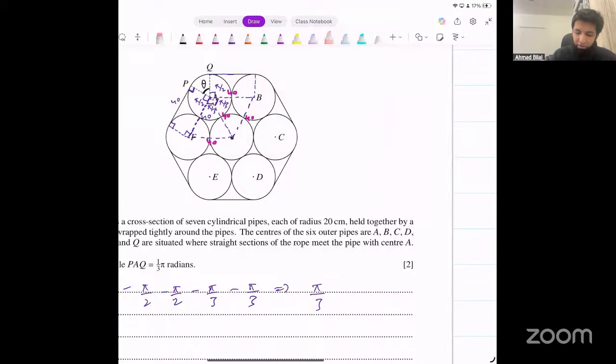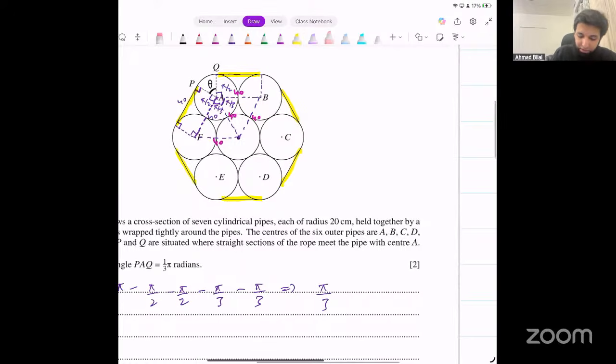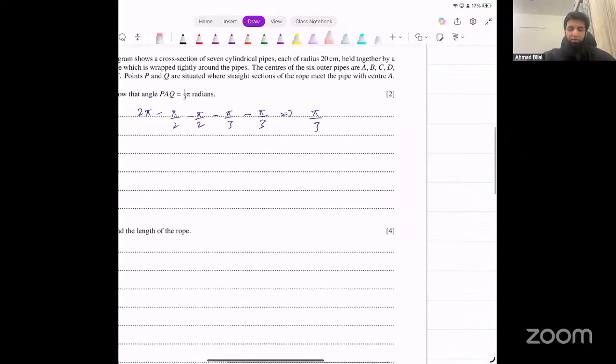What you would do is say this is a straight line that has a length of 40. This is 40, this is 40, this is 40, this is 40, and this is also 40. 6 into 40, that will give you the straight parts. Then you've got some arcs. You'll find one arc length, multiply that by 6 as well. Find one arc length, multiply by 6, and then 40 into 6, add them up together, you'll get the total length of the rope.